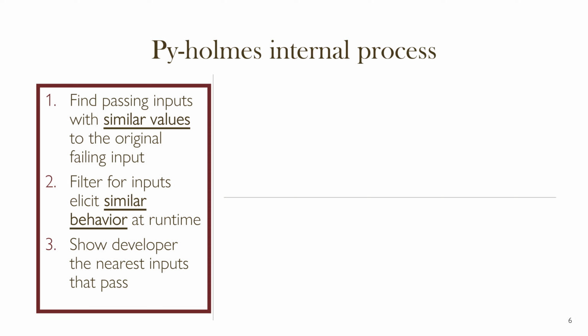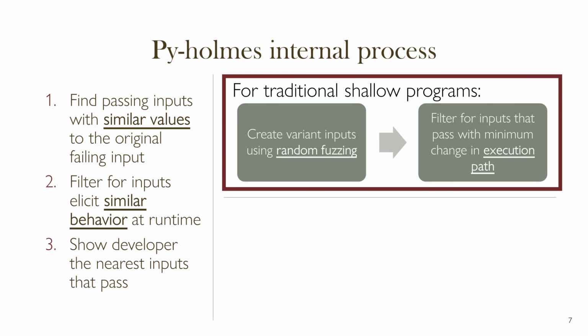By observing the difference between these inputs and the original, the developer can infer why their original input caused a failure. Depending on whether the program under test is a traditional shallow program or a deep neural network, Pyholmes uses one of two implementations. If the program under test is a traditional shallow program, similar input values are found by applying random fuzzing to the original input. Next, those inputs are filtered for similar behavior by comparing the execution paths they produce with the execution path produced by the original input.